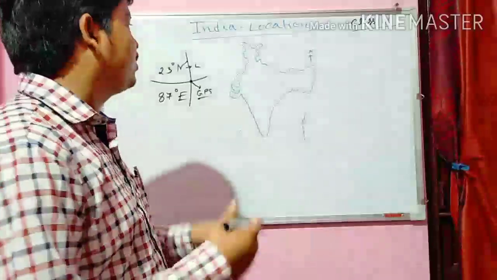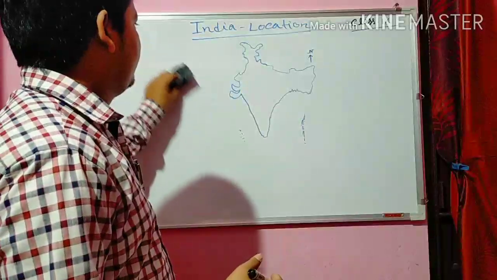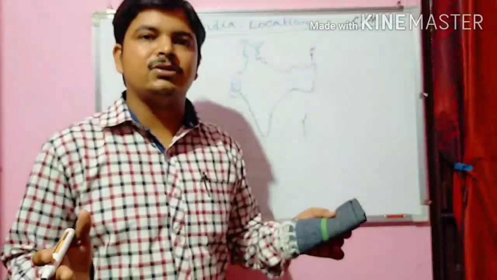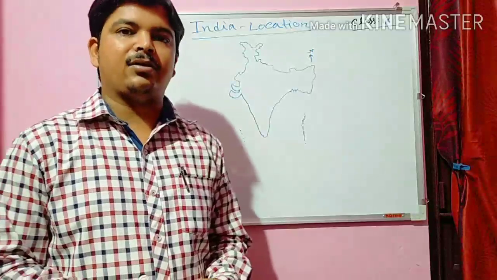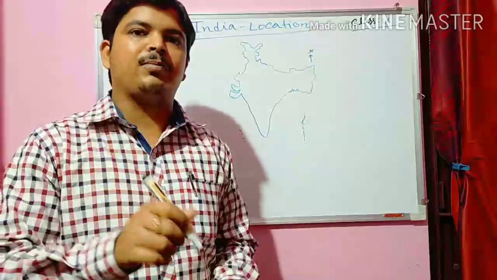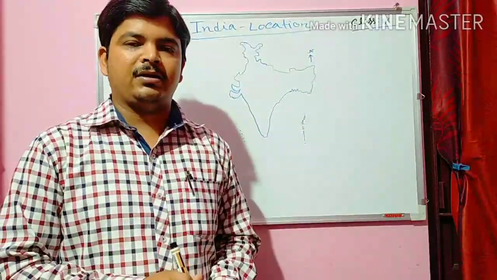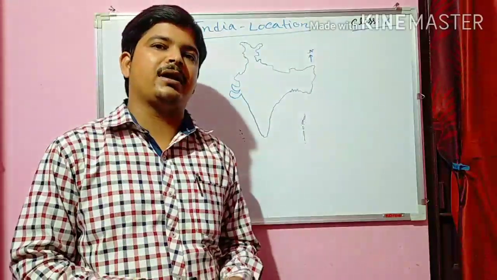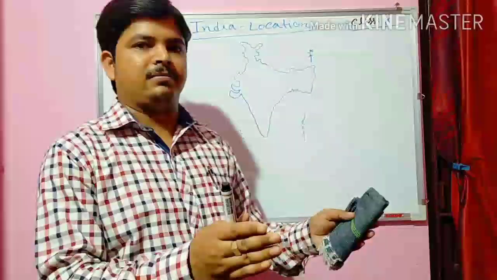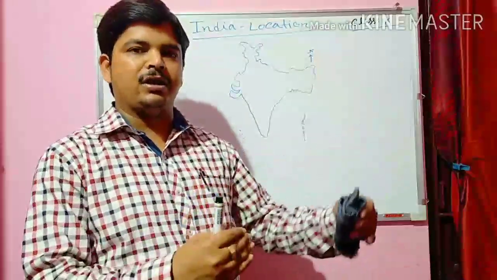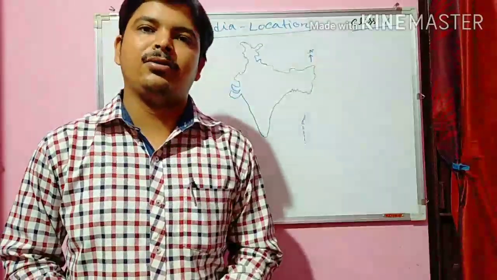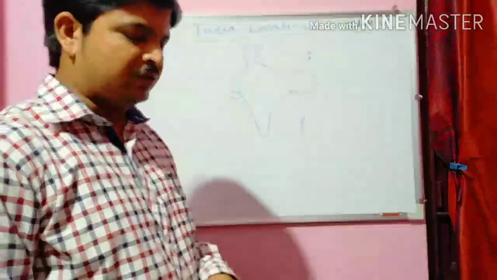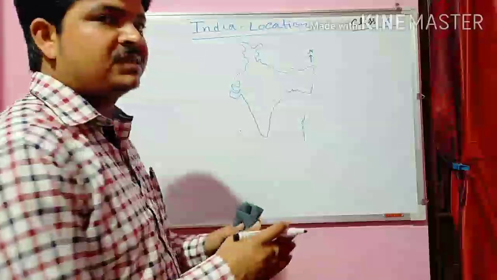Similarly, how can we locate India? India is not a particular point like our school or any town. India is a vast geographical area. So it is not easy to put a point and say this is the location of India. For that we need many latitudes and many longitudes, so that we can say from this to this latitude and this to this longitude is the extent of India. So let's start to know how we can locate it. For that we need reference points.